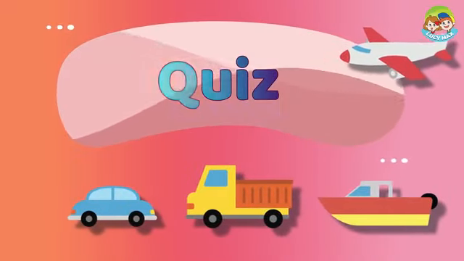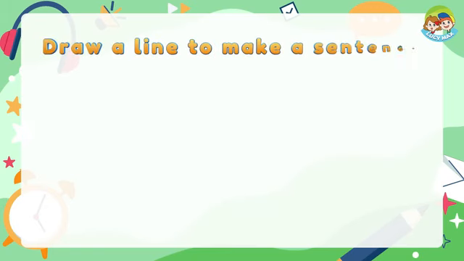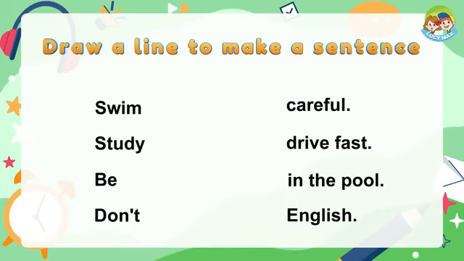Quiz. Draw a line to make a sentence. Swim. This goes with in the pool. Swim in the pool. Study. This goes with English. Study English.